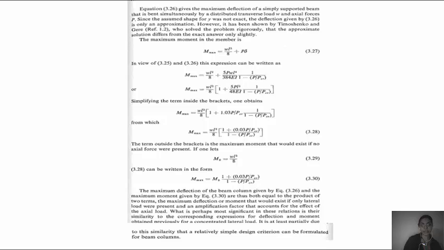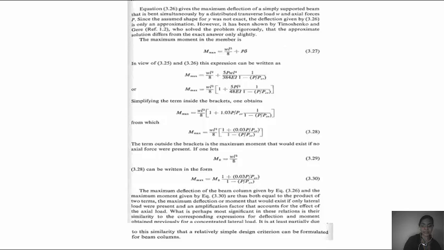Now the maximum moment in the member will be Mmax equal to WL square by 8 plus P into delta. We substitute the delta value here, and finally we obtain Mmax equal to WL square by 8 into (1 plus 0.03 P by Pcr) the whole by 1 minus P by Pcr. We know that M0 is WL square by 8, thus Mmax equal to M0 into (1 plus 0.3 P by Pcr) the whole by 1 minus P by Pcr.